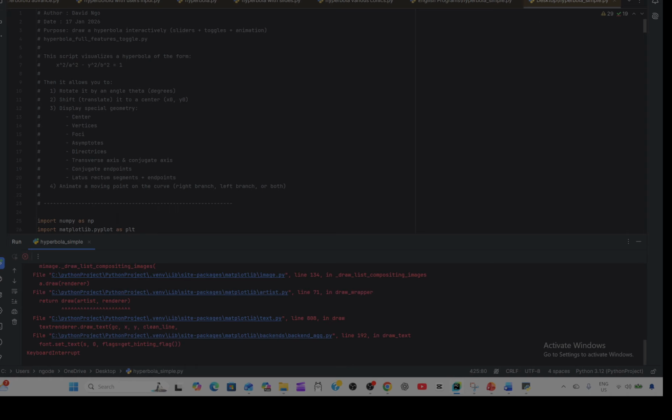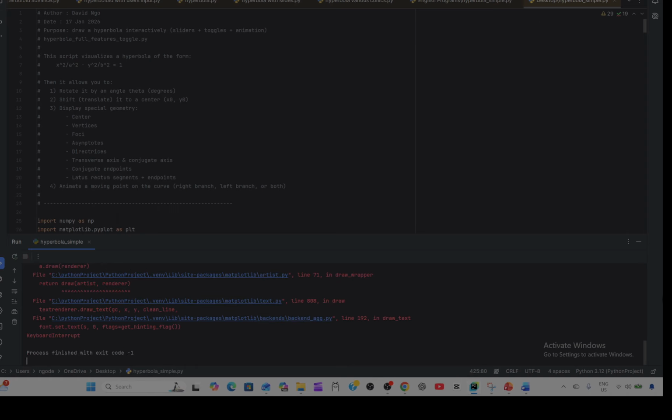This one ended in an error because I stopped it suddenly. I just stopped a bracket, right? So now we're going to do the one here.